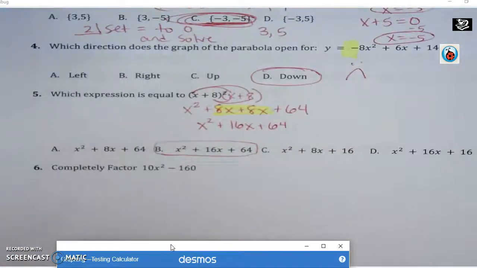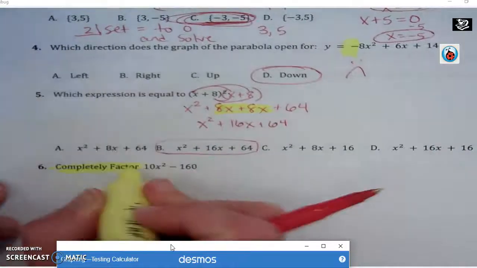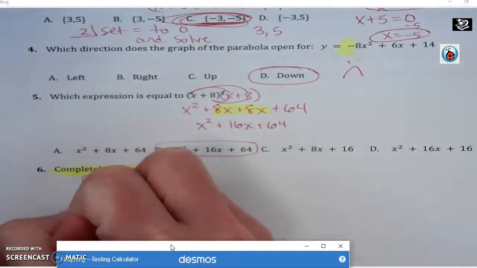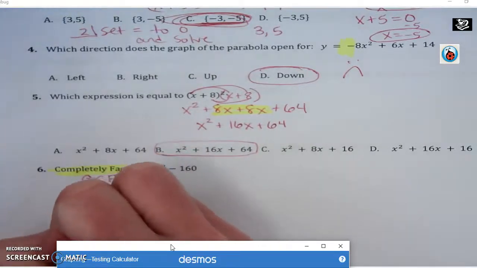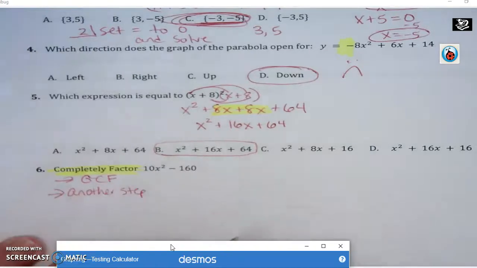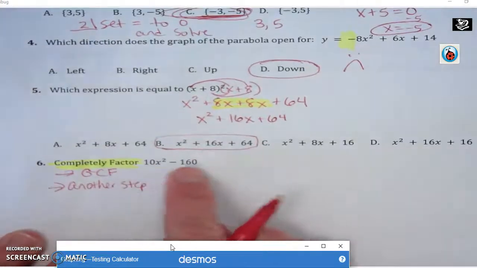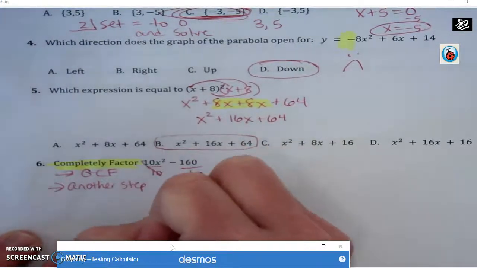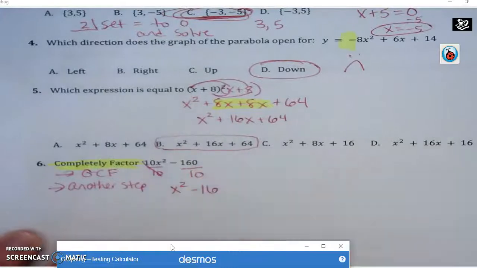Number 6, completely factor. When you see completely factor, that means there's going to be a GCF and then another step. What is the GCF of 10x squared and negative 160? What goes into both of those? 10 goes into both of those. So I'm left with x squared minus 16.